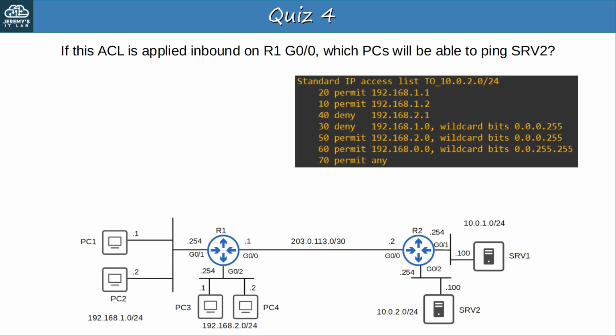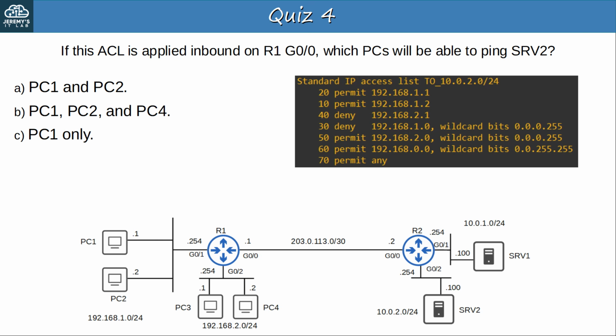If this ACL is applied inbound on R1 G00, which PCs will be able to ping server 2? A. PC1 and PC2. B. PC1, PC2, and PC4. C. PC1 only. D. All PCs. Or E. PC3 and PC4 only. Pause the video to think about your answer.